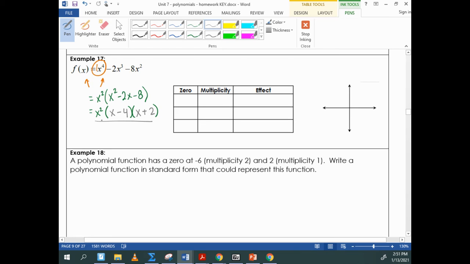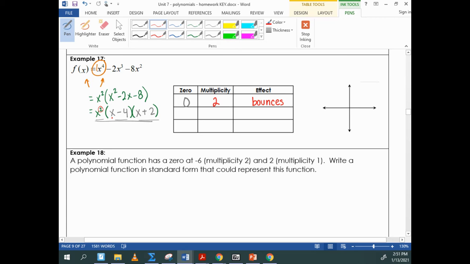So we've actually got 1, 2, 3 zeros here. Our first zero is just 0. If x is 0, x squared, 0 squared, is also 0. It has multiplicity. Remember, multiplicity is just your degree of that zero. So it has multiplicity 2, which means it bounces at that zero. Our picture is going to touch that point and then bounce back to wherever it came from.